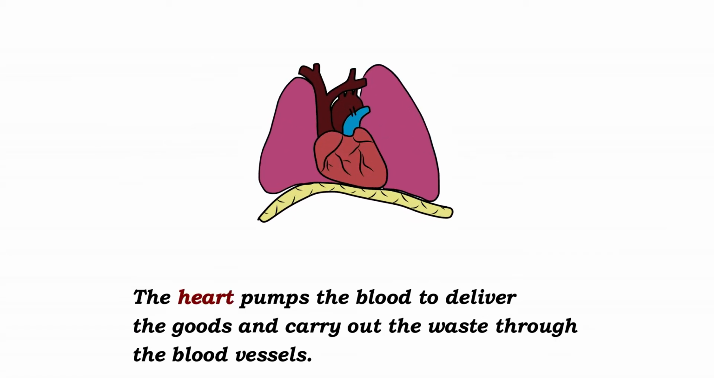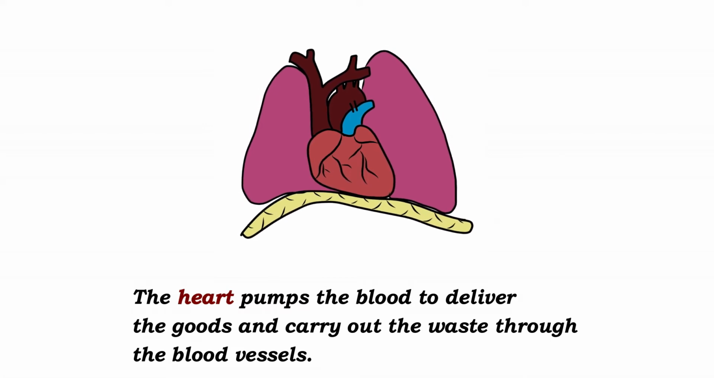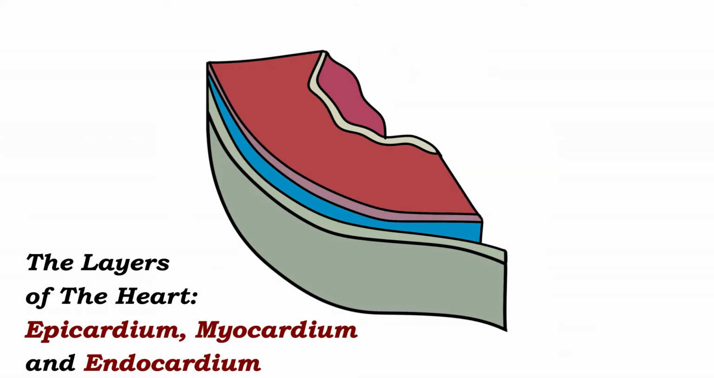Let's talk about the heart. The heart pumps the blood to deliver the goods and carry out the waste through the blood vessels. It is located between the lungs behind the sternum and above the diaphragm. The heart wall is divided into three layers: the epicardium or the outer protective layer, the myocardium or the muscular middle layer, and the endocardium or the inner layer of the heart. It is also composed of connective tissue, endothelium, and cardiac muscle. The cardiac muscle enables the heart to contract and allows for the synchronization of heartbeat.